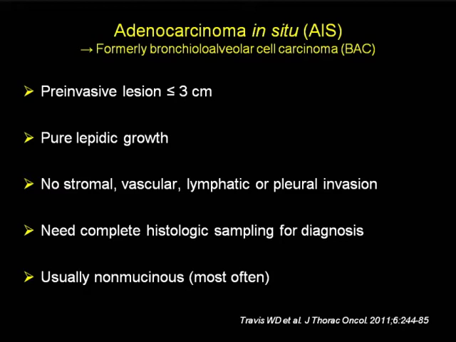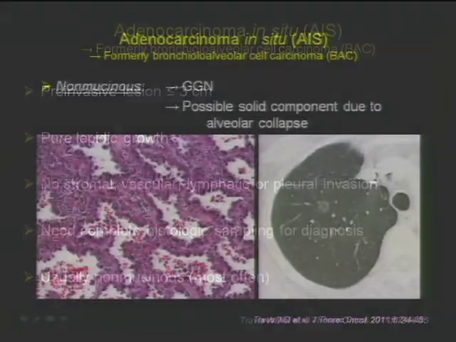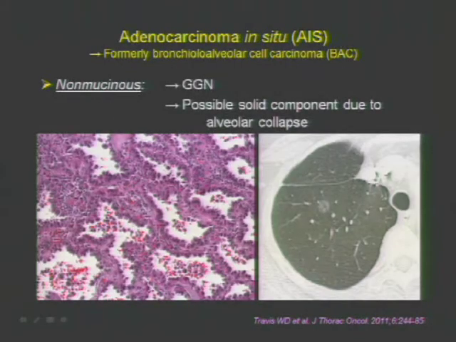The vast majority of the adenocarcinoma in situ are non-mucinous because the mucinous type are more aggressive and usually more advanced. Here's an example of an adenocarcinoma in situ, non-mucinous, and we can see a single layer of atypical cells along the alveolar wall. This tumor does not cause destruction of the pulmonary parenchyma, and this is the lipidic pattern. And also there is no stromal invasion. On CT, we can see pure ground glass nodule.